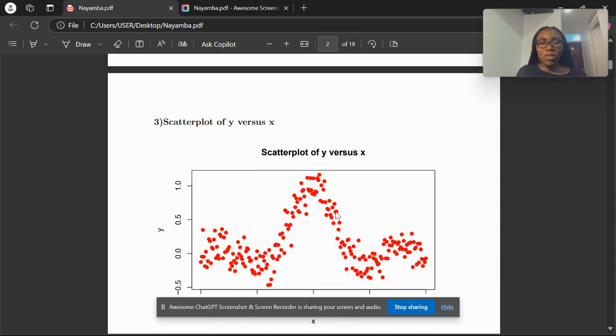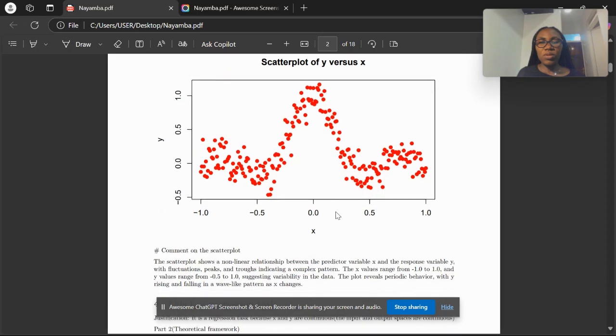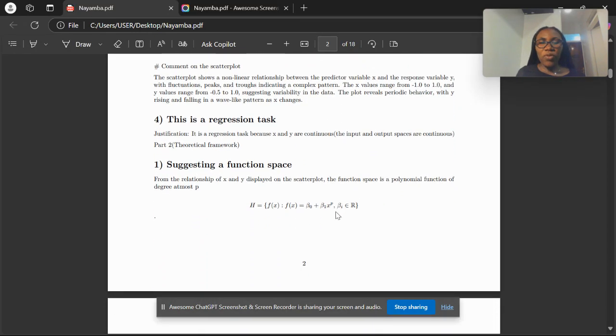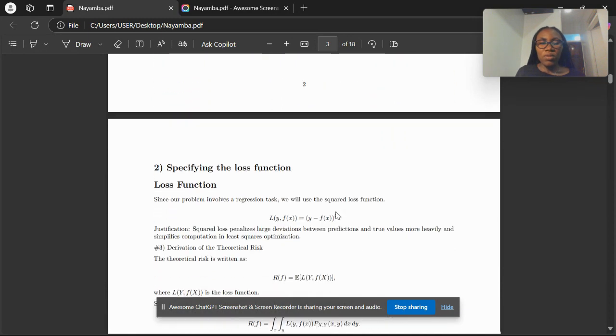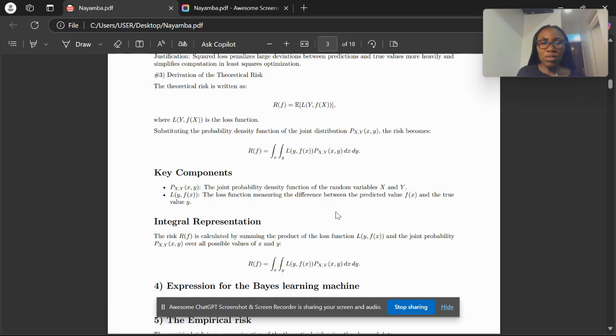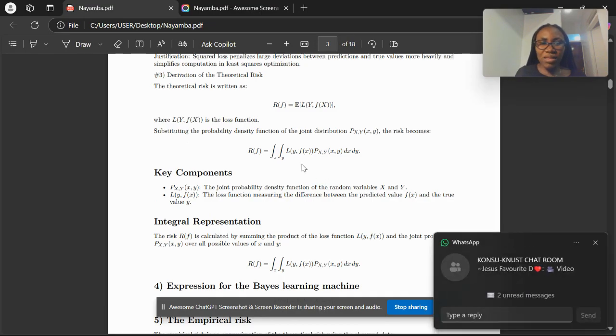From the scatter plot, we can actually see that there is a nonlinear relationship between the two variables, and that calls for a polynomial function space. I also suggested the loss function, which is the L2 loss, because it penalizes large differences between predictions and the true values.